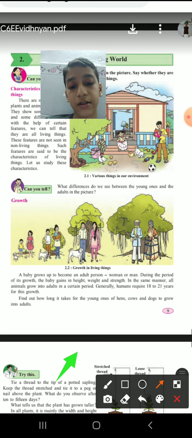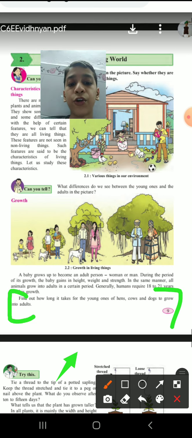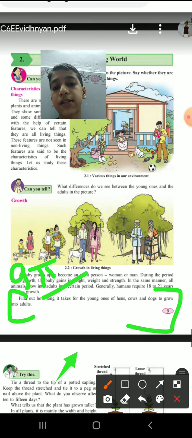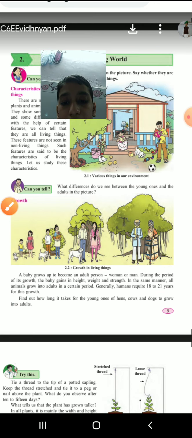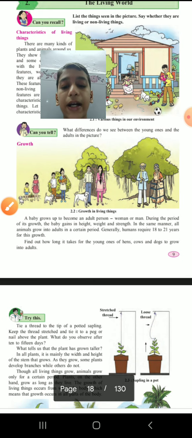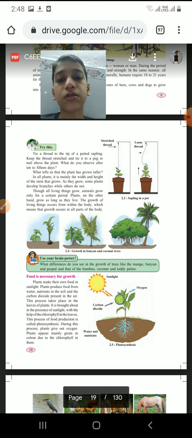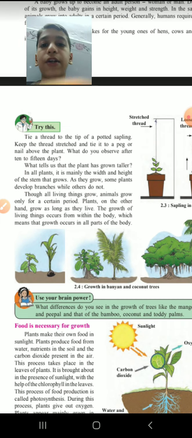Students, this you have to write in your notebook. Question. This is your exercise. Okay, students, find out how long it takes. So you find out and write in your notebooks, because this is important. Let's try this at your home.